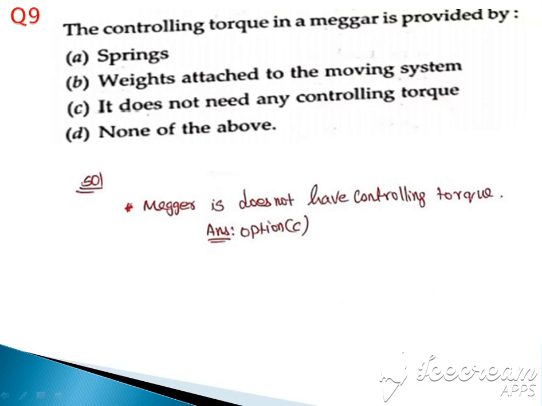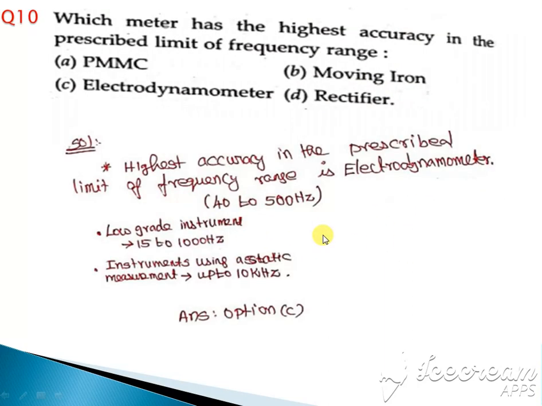Question number 9: the controlling torque in a megger is provided by: option A, springs; option B, weight attached to the moving system; option C, it does not need any controlling torque; option D, none of the above. Megger does not have any controlling torque. So the option is option C.